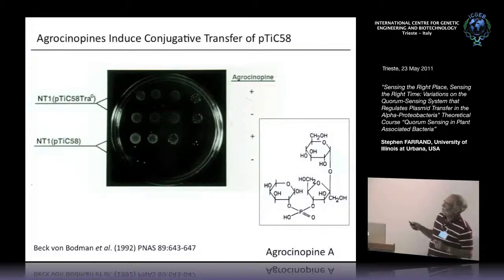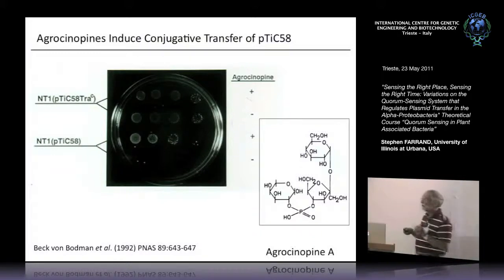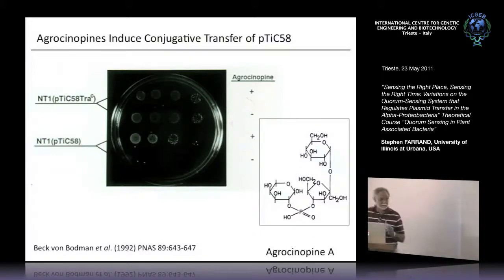And what you can see is that if you grow the donor in the absence of opines, you get essentially no transfer of the Ti plasmid. If you grow the strain in the presence of the opines, then you get lots of transfer. And in fact, transfer frequencies approach 10 to the minus 2 per input donor. So it's pretty efficient. Opines induce it quite nicely.